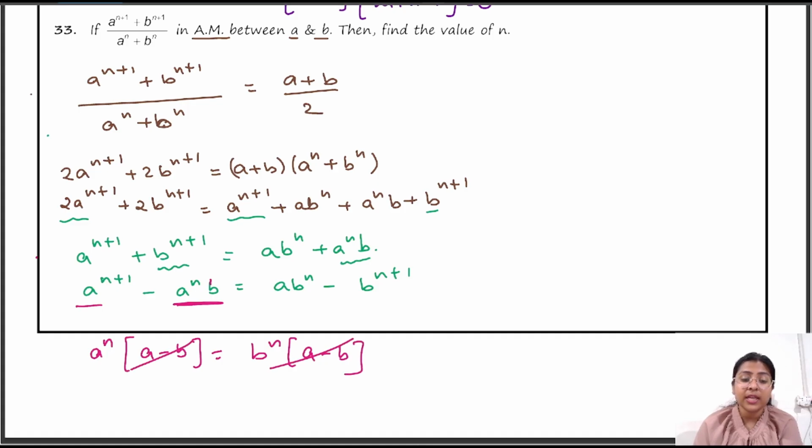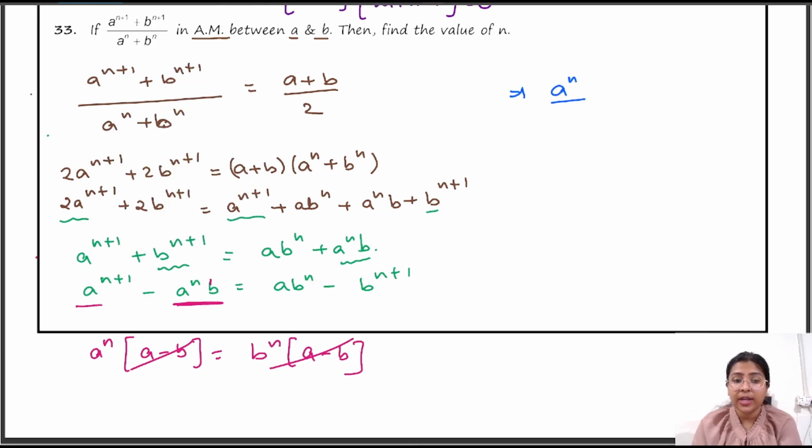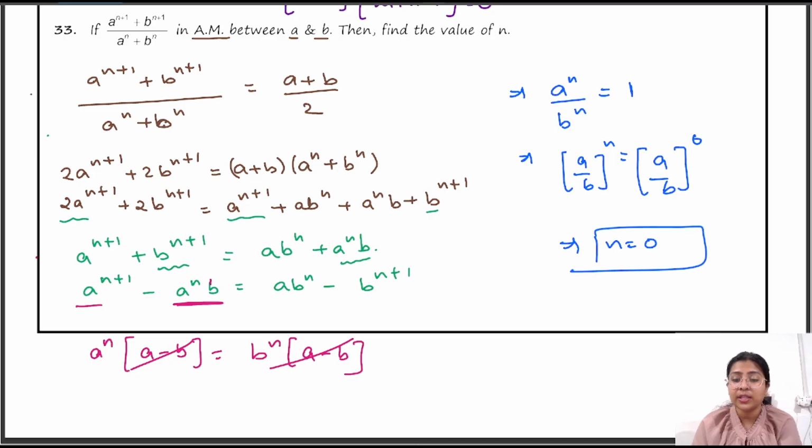A minus B is cancelled with A minus B. So you will get A raised to the power n divided by B raised to the power n is equals to 1, and this 1 can be written as A upon B raised to the power 0. This implies the value of n is 0. Okay learners, this question is clear to you.